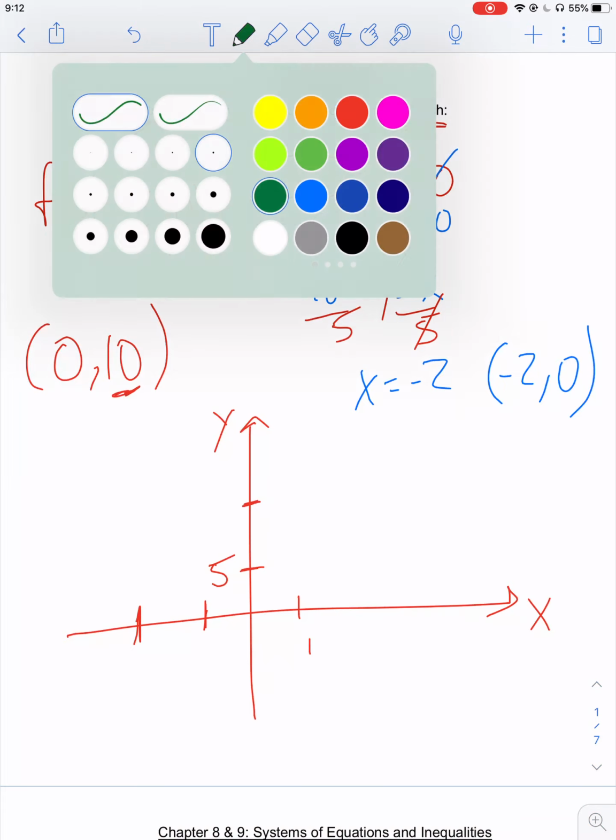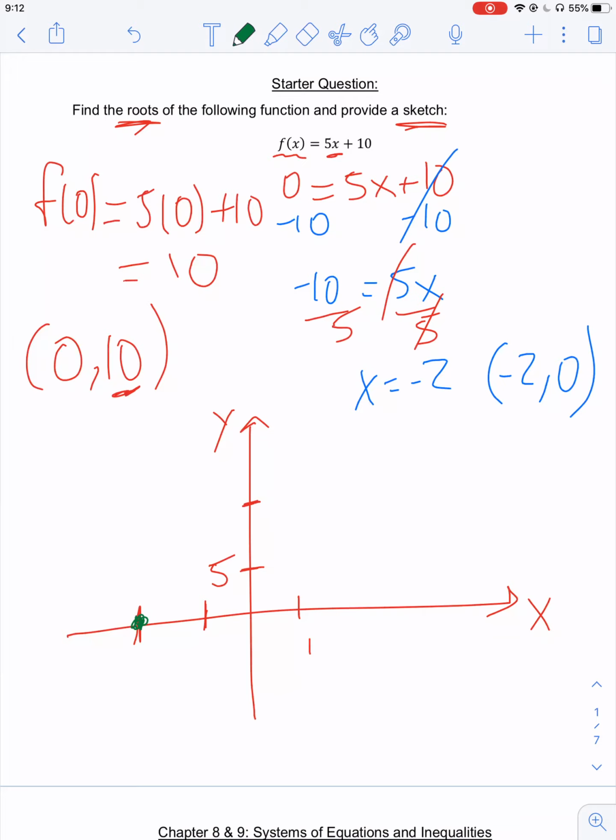At minus 2, my function is at 0. I'm talking about this point over here. And at 0, my function is at 10, so this has to be 10. And there you go. Then you can just connect the two dots. Because it's a linear function, everything else will just fall into place.